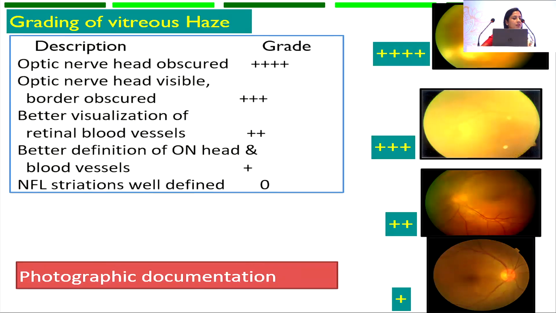So you should always grade the vitreous haze when you are seeing it in a patient, and this actually is helpful if you are doing a photographic documentation of the same, because when you treat, it is very easy to tell whether the patient is responding or not.